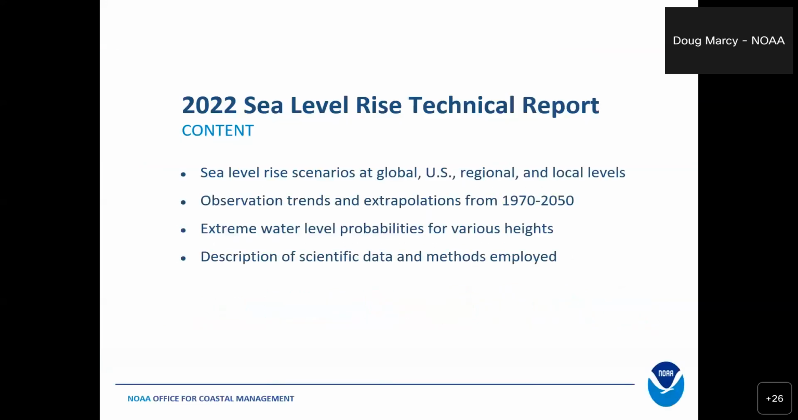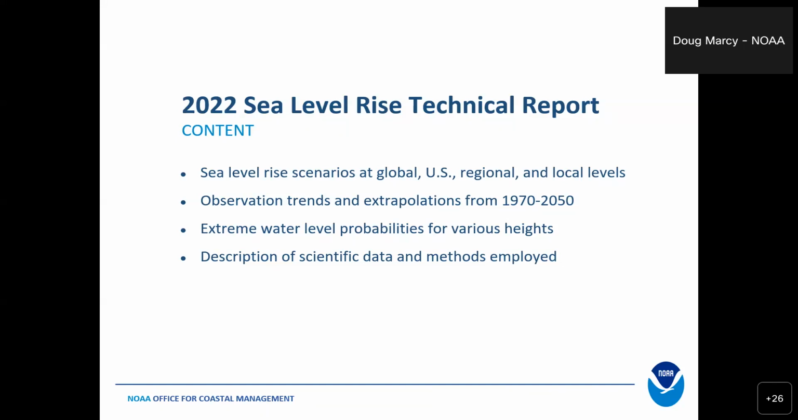So what's in it? It's an update of the scenarios globally and for the US and regional and local levels. It updates the 2017 report, which was the last technical report, and that went into NCA 4. Also this time, and I'll talk about all these items, there are observed trends going back from 1970 to 2019, and then extrapolated out to 2050 to show us sort of what trajectory we're on and how that compares to the different sea level projections.